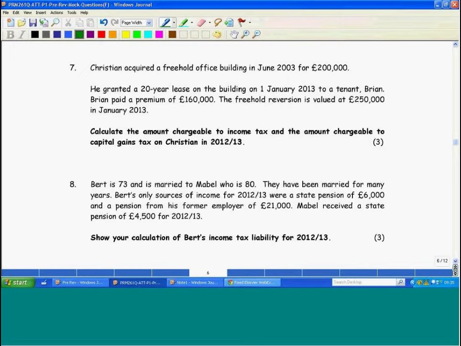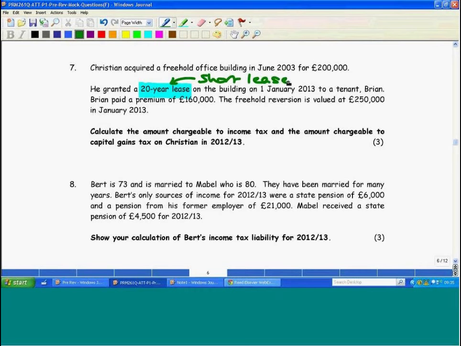Now, there's a few things here that we just need to recognise as we read through the question. So first things first, if he is granting a 20-year lease, that is, of course, a short lease because it's less than 50 years. That's going to be very important, as we'll see in a second.